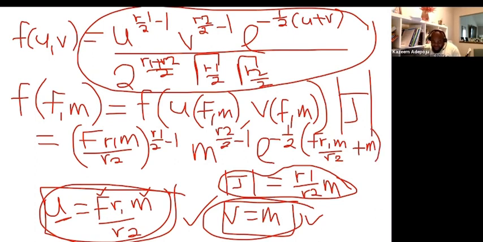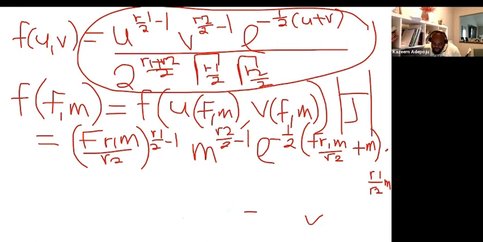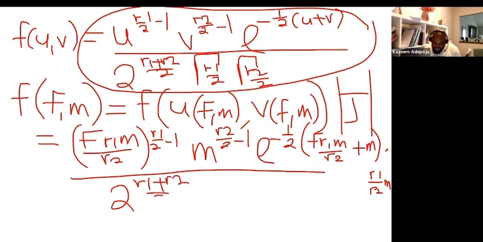Now the moment I have that, don't forget, let me clean this so that I can have some space. Now, I'm going to multiply here by my Jacobian. Let me put my Jacobian here, out of this M, so that I can clean up. When I clean up this guy now, don't forget the denominator: 2 raised to power (R1 plus R2) over 2, gamma R1 over 2, gamma R2 over 2. This is what I have now.